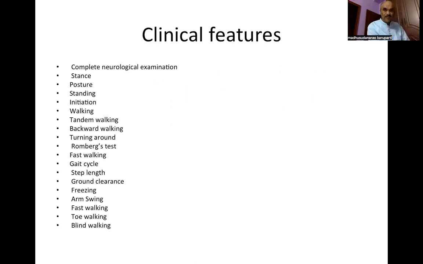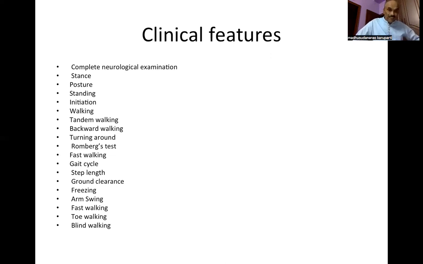Coming to the clinical presentation, we should do a complete clinical examination of the patient when they present with a gait disturbance. You look at the stance of the individual. You look at the posture of the patient, okay, how he is standing, how he is initiating the gait. Ask him to walk, look for the initiation and the type of walking, and examine for tandem walking. Ask him to walk on a straight line with the heel touching the toes. Okay. Ask him to walk backwards and forward. Ask him to turn around. Okay.